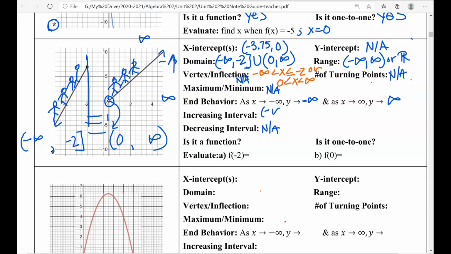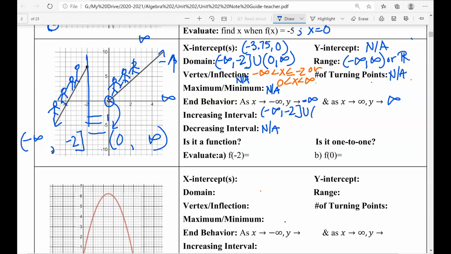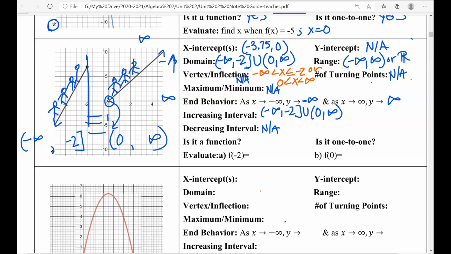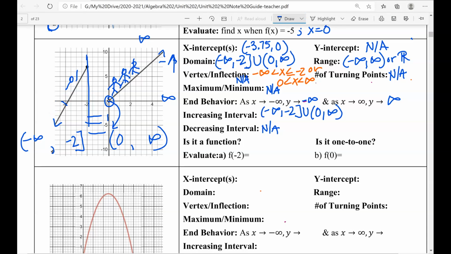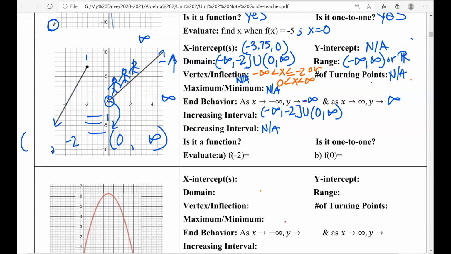All right, negative infinity all the way to -2. Take a little break and then continue increasing. Oops, that's supposed to be parentheses. 0 to infinity. Is it a function? Okay, does it pass your vertical line test? I'm erasing again. I'm going to be erasing a lot. So every x I make, are you going to get 2 y's ever? No. So definitely a function.